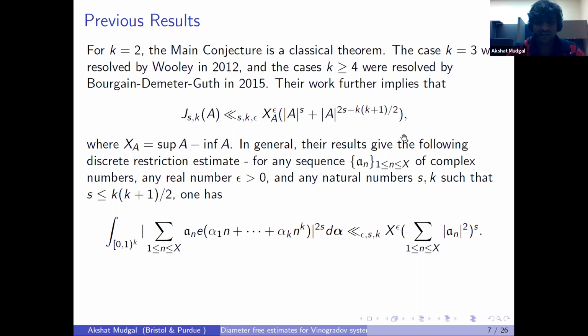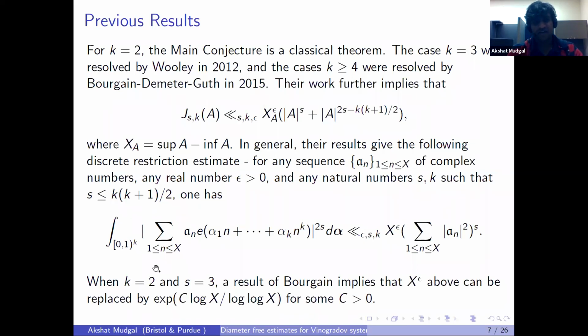To relate these two estimates, one may imagine that x is a natural number, and I set a_n to be 1 for each n lying between 1 and x. When I do that and unpack this integral using orthogonality, I see that this actually counts the number of solutions to the Vinogradov system when all the variables lie between 1, 2, 3 till x. Now I can bound this by this L2 norm, but when you put a_n to be 1 here, you just get x to the power s, which is precisely the diagonal contribution. So we can see that discrete restriction estimates and bounds on additive energy are quite closely related.